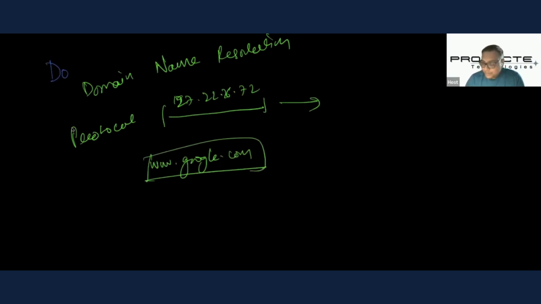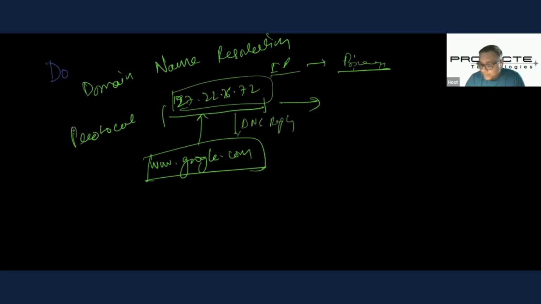So what happens is computers use IP addresses in the form of a binary address, okay? And this binary is given to you in a notation which is again human readable. So once you type google.com, the computer system sends a query and asks who is google.com. The reply which comes back is 127.22.26.72, okay? That is called a DNS reply. And this is called a DNS query, right?